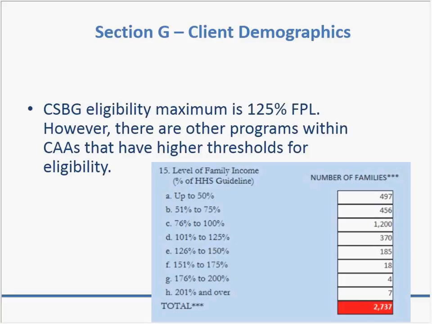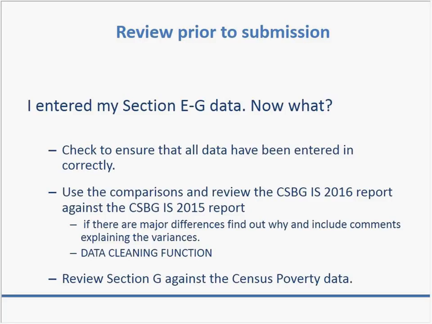Also note that even though the CSBG eligibility maximum is 125% FPL, we understand that there are programs operated by eligible entities that have higher income thresholds, so we do report that here. In this particular slide the total is red. The database highlights certain cells red when they exceed the total number of participants, or in this case, the total number of families reported. We do see those highlights. We ask that you provide a comment or update the data.